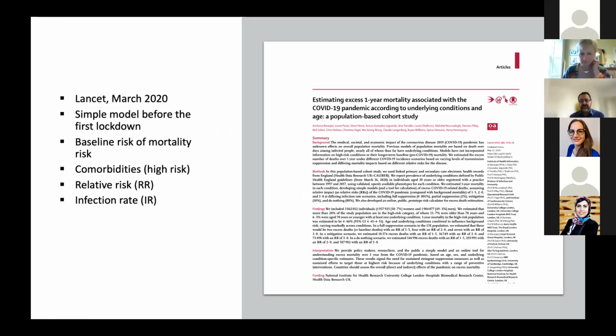And this was based on a simple model before the first lockdown. The main parameters were the baseline risk of mortality of comorbidities of chronic diseases, and two main parameters: the relative risk of death of COVID, all-cause mortality at 1 year, and the infection rate of COVID-19 as determined by lockdown and social distancing policies.